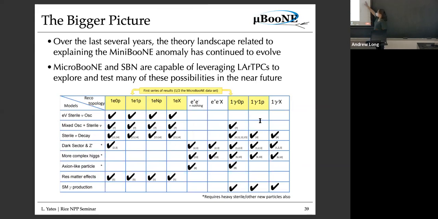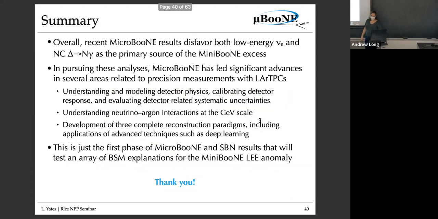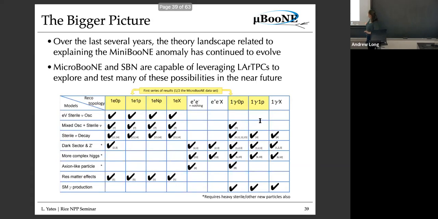This is a similar thing. The vertical axis is different models, the horizontal axis is different final states. So you can see we've started to probe a bunch of these, but not all of them. And again, we've only used about half the data set, so there's a lot more to do, as well as reconstruction improvements and things like that that can be made. Some of these have check marks, but not references, eV scale steriles.